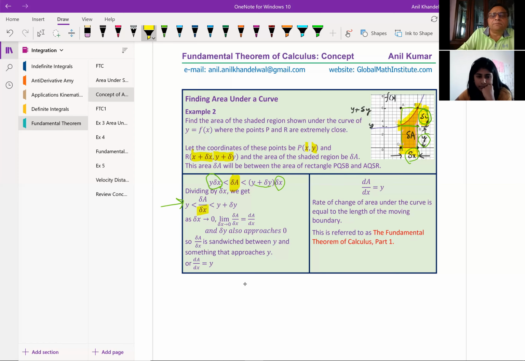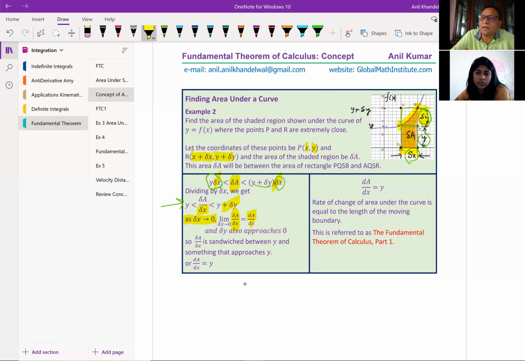So if I divide by delta x, these delta x cancel, and we get y is less than delta y over delta x, which is greater than y, but less than y plus delta y. Now, since we know that delta x is approaching 0, delta y will also be very small. So basically, this delta A over delta x, that small change in area with movement along the x-axis, can be written as dA dx. That is what derivative is.